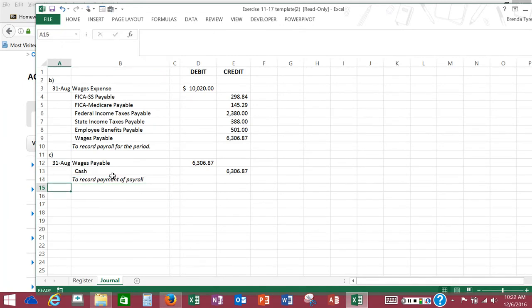Item D asks you to now come up with what are the employer's expenses for the payroll. Again, our date is August 31st. So now we have what are all of those taxes that the employer is responsible for, and what do we record those to? They go to an expense, right? And it's called payroll tax expense. So that will be the total of the payroll tax items that the employer is responsible for.